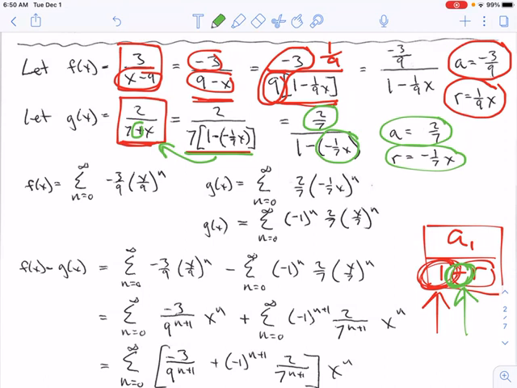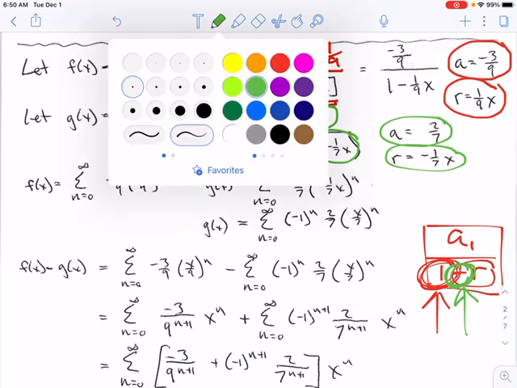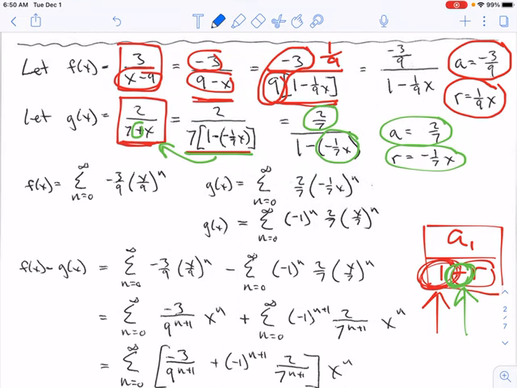The next step is to put these in the form of a power series. Now that we know what a is and r is for each of these, f and g, we put them into the form of a power series. And so that's what I'm doing down here.